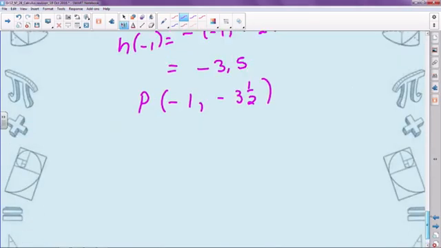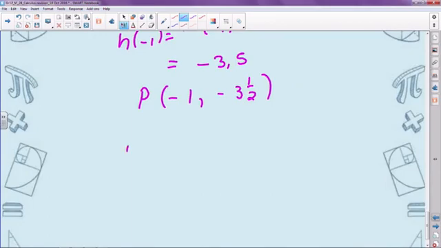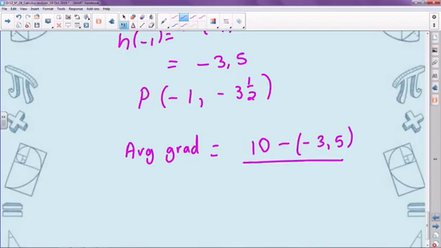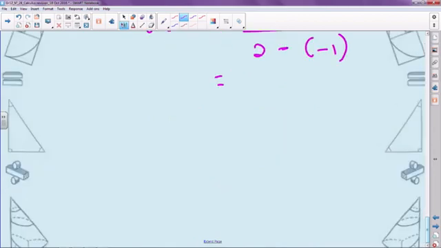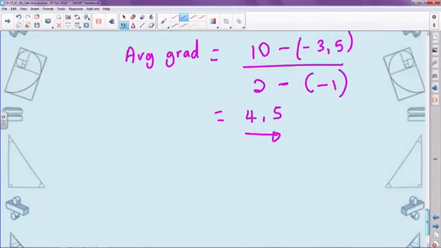Okay, we then find our average gradient by doing the following. The average gradient will be equal to 10, which is the y value at point Q, minus the y value at point P, that's minus a negative there, divided by the x value at point Q, which was 2, minus the x value at point P. Again, you can plug all of this calculation into your calculator and you'll get that the average gradient is 4.5. Okay, guys, let's move on to the next one here.